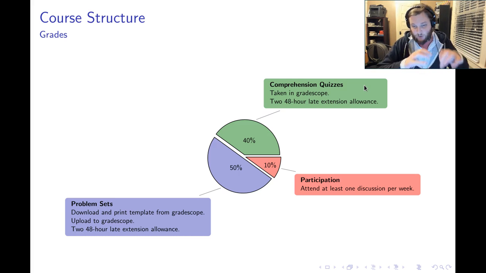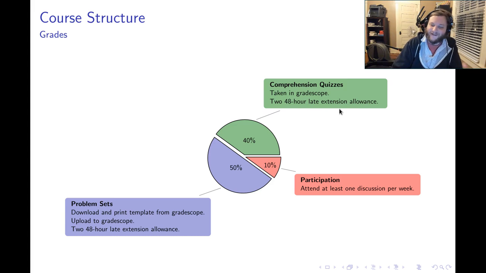There are also comprehension quizzes. In addition to a problem set for every lesson, there's a comprehension quiz for every lesson. Those are also on Gradescope, and you will actually take those in Gradescope. For every lesson, there's going to be a quiz that's roughly 10 questions long, with multiple choice and fill-in-the-number questions. Those are designed to track your understanding of the lectures as they're released. The same rules go for those, except you don't have to print anything because you're taking them in Gradescope. You'll get 2 48-hour late extension allowances, so you can turn 2 of those in late. After that, you'll start to incur penalties for late work.